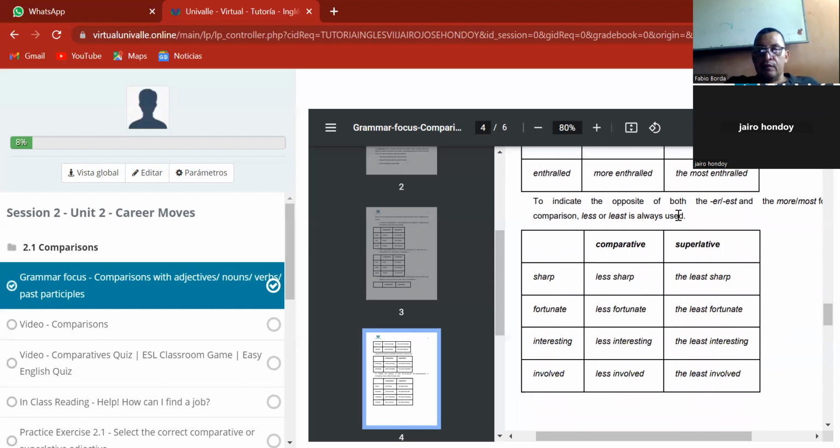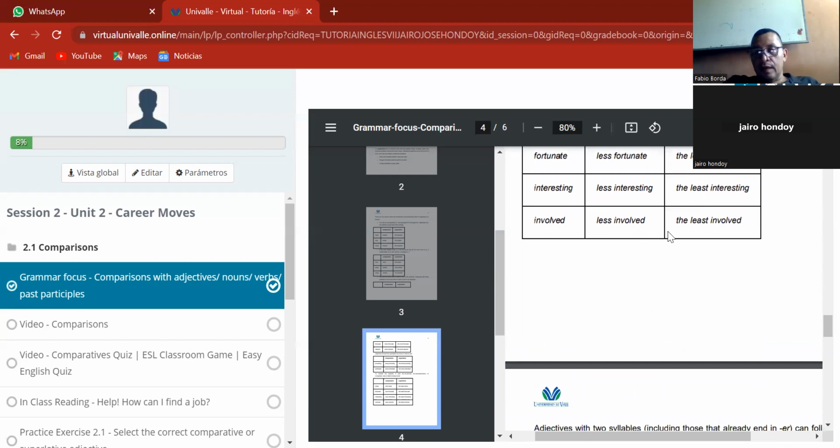To indicate the opposite of both the ER, EST, and the more, most forms of comparison, less or least is always used. In this case, we have sharp, less sharp, the least sharp. Fortunate, less fortunate, the least fortunate. Can you understand this, Jairo? Yes. Afortunado, menos afortunado, el menos afortunado. Interesting, less interesting, and the least interesting.